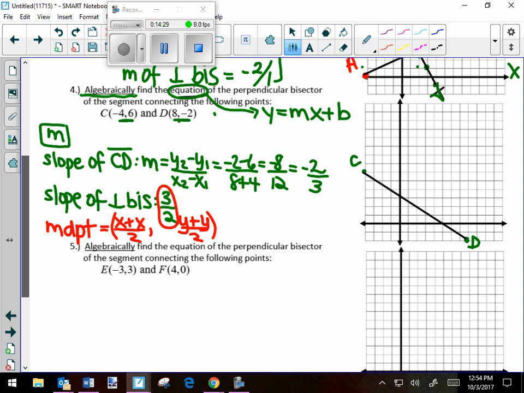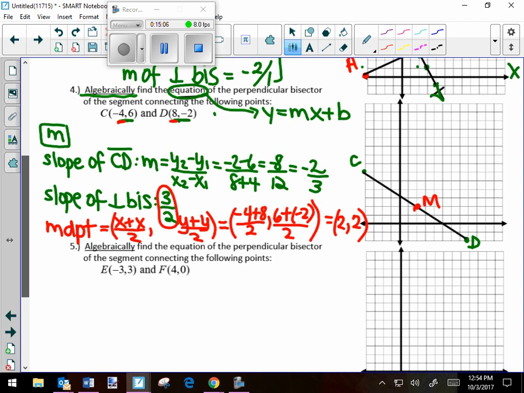When I do this, to calculate the midpoint, I am going to take the x values and add them and divide by 2. I'm essentially averaging them. So negative 4 plus 8 divided by 2, and 6 plus negative 2 divided by 2. When I calculate, negative 4 plus 8 is 4 divided by 2 is 2. And then here, 6 plus negative 2 is 4. 4 divided by 2 is 2. It tells me that my midpoint is right here at 2, 2.